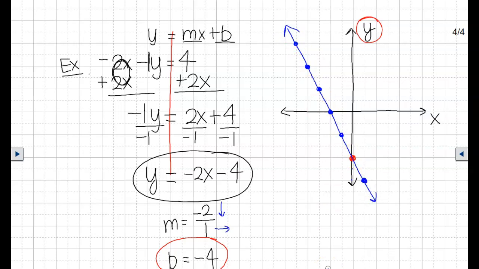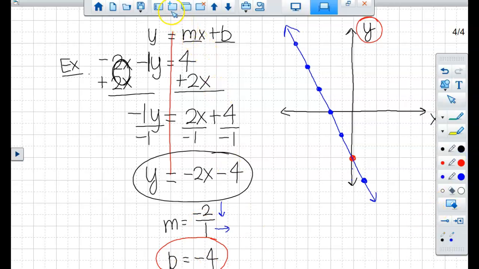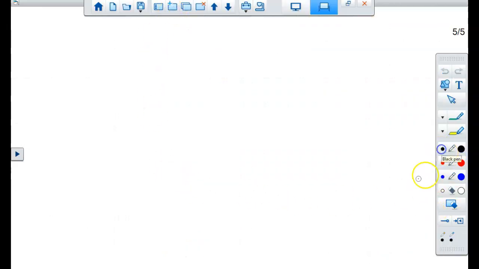So notice the process is the same every time. Is it y equals mx plus b? If it's yes, move on. If it's not, we fix it. We write down what our m and our b are. We begin the graph with b on the y-axis, and then we rise over run. So it's the same process every single time. All right, we're going to do one last one.